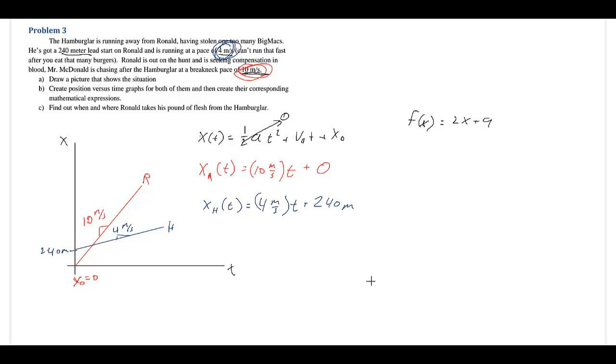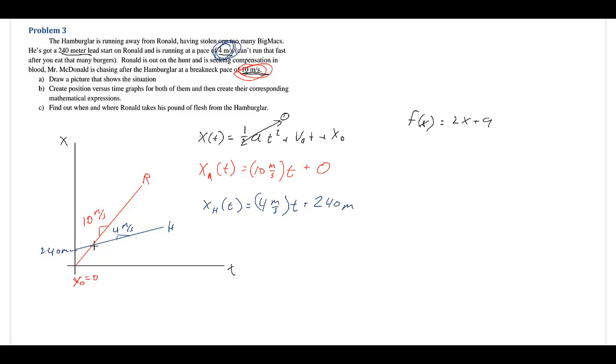All right, so we drew the picture, we created position versus time graphs, and their corresponding mathematical expressions based on this. And now we have to find out where and when Ronald takes his pound of flesh from the Hamburglar, when do they collide. So we're looking for essentially this time right here and this position from here.